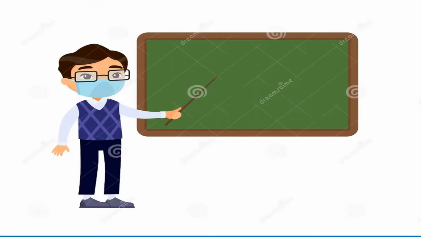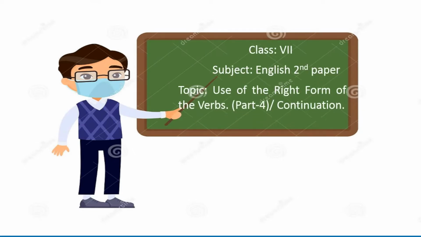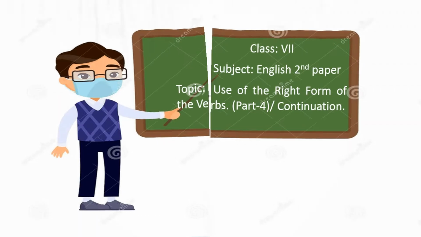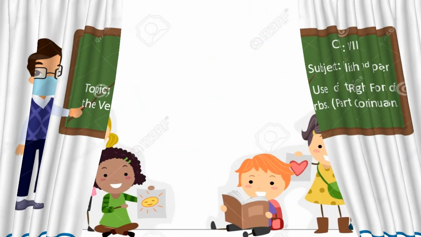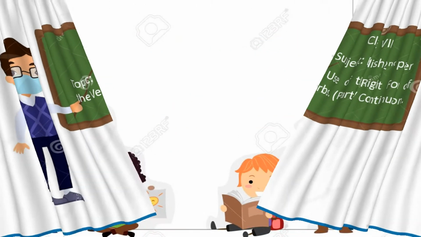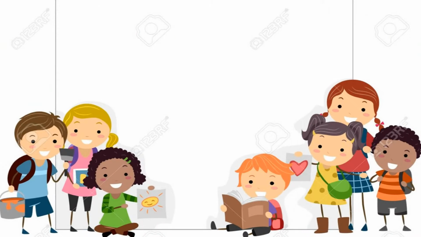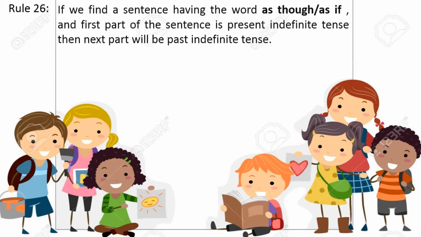Welcome to my class. This class is for class 7, subject English second paper, topic use of the right form of the verbs, that is part 4, continuation. Let's go. In our previous lecture, we had rule number 25. Now it's time to watch rule number 26. Let's see.